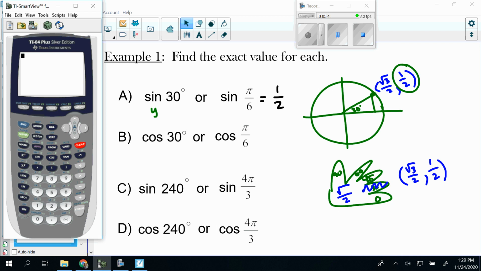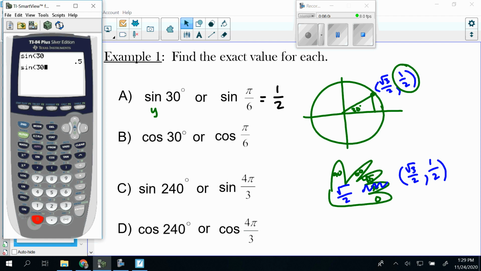So if I go back to my main screen and I go sine 30, this should equal 1/2, like we looked at, 0.5, 1/2, yep. If you want to enter it in radians, go back to your mode, and then go down and change this into radians. Now we need to enter the angle in radians.